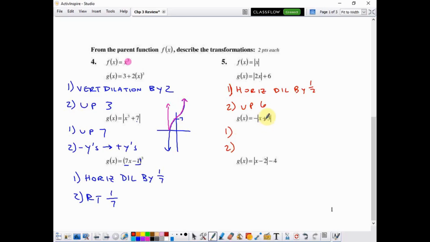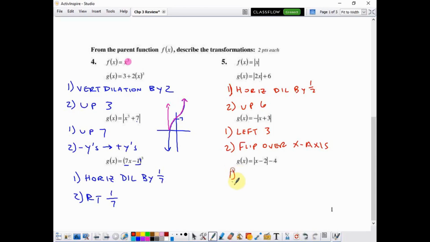In the next set of transformations, we've got a plus 3, and that is inside. That's a horizontal translation. And inside, we go by opposites, so that moves it left 3 units. And then we're multiplying by a negative, and since it's outside, that is vertical. It's a vertical reflection, or you could say it flips over the x-axis. So the whole function reflects over the x-axis.